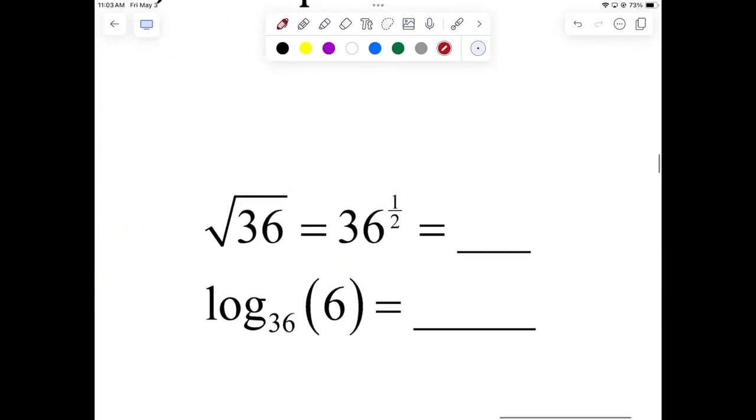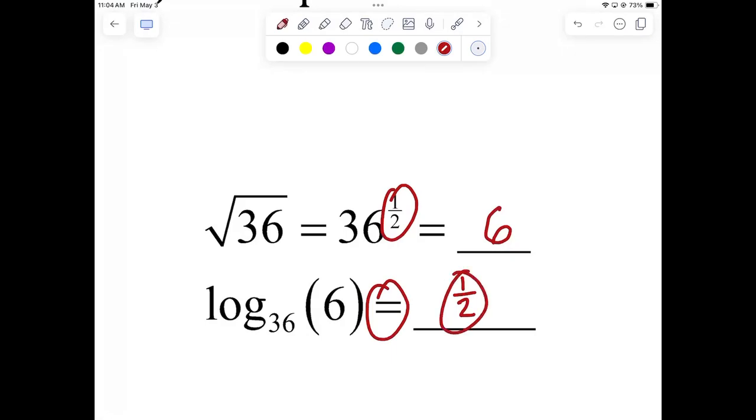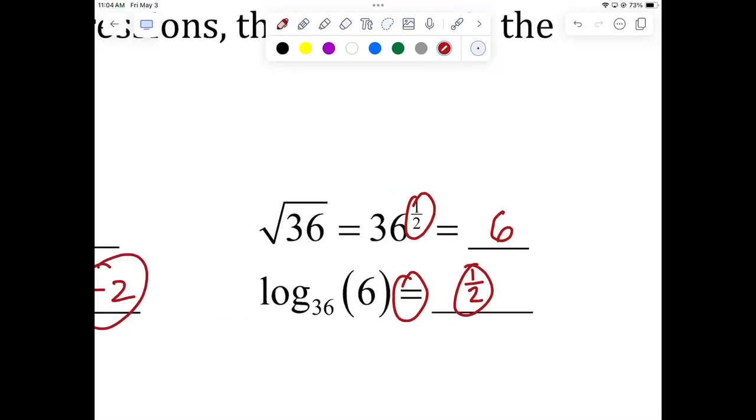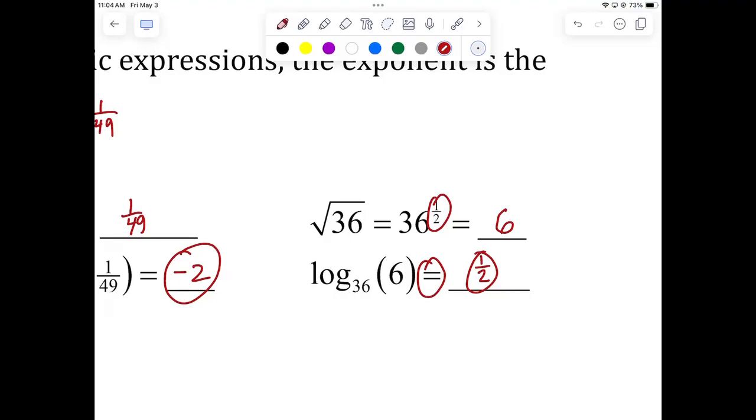Last one. The square root of 36 is the same as 36 to the 1/2, which is also known as what? 6. So log base 36 of 6 is equal to what? 1/2. The log is the exponent.